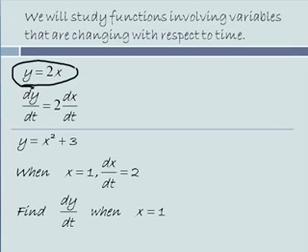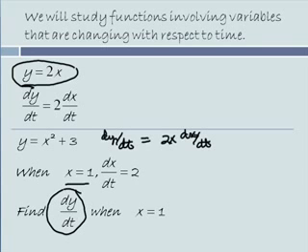So if we have the equation where the variables are related by y is equal to x squared plus 3, and we're going to differentiate with respect to t again. So when we do the derivative, we're going to get dy dt is equal to 2x dx dt, and then the derivative of 3 is 0, so that's going to cancel out. And then I have this, when x is 1, the rate of change of x with respect to time is 2, and we want to find dy dt then when that x is 1.